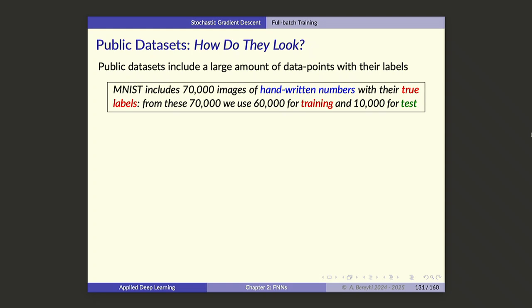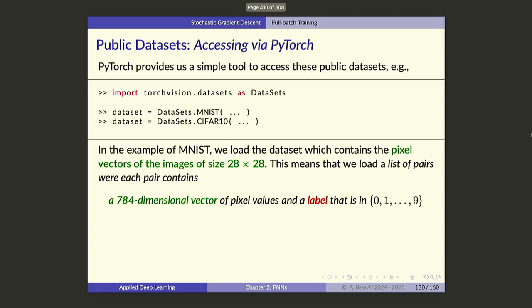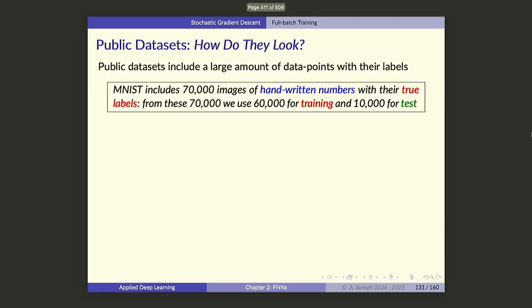But from this 70,000, we typically keep 10,000 for test, and we're going to use 60,000, so our whole batch of data contains 60,000 samples. Each of them is one image, 28 by 28, which is going to be a 784-dimensional pixel vector, right? And this is one sample input, and the label, so 0, 1, 2, till 9. You have 60,000 of those, okay?